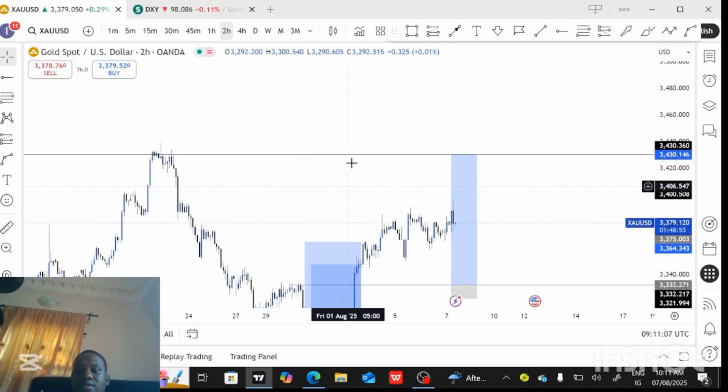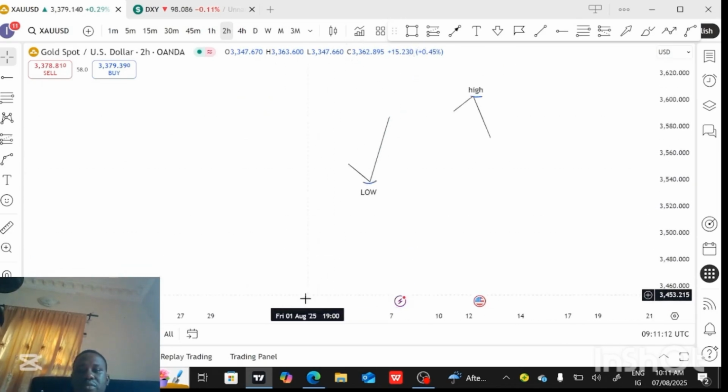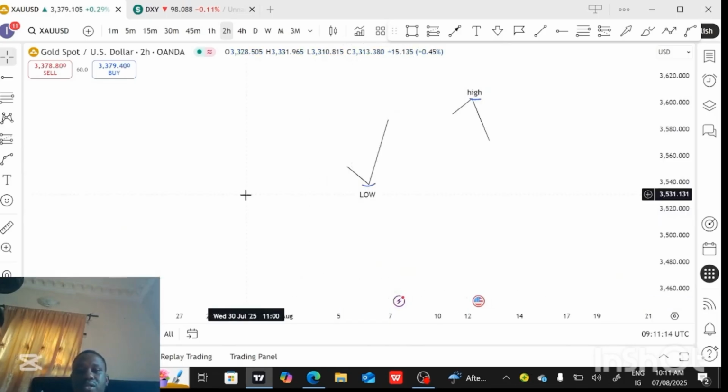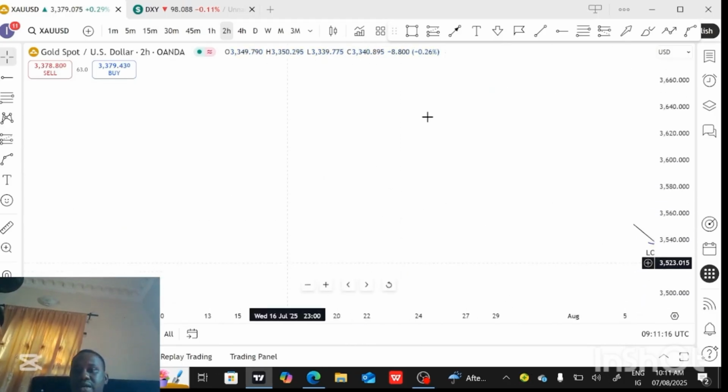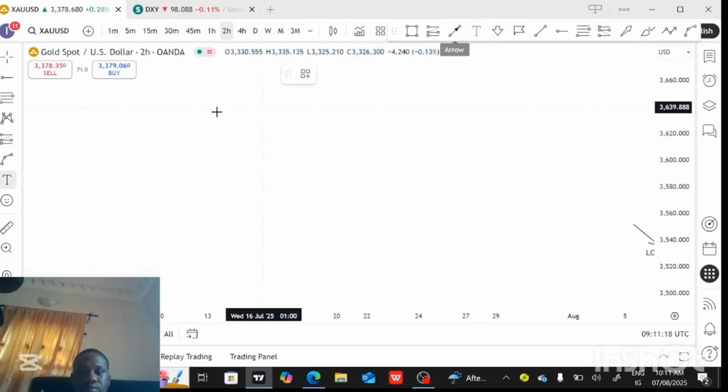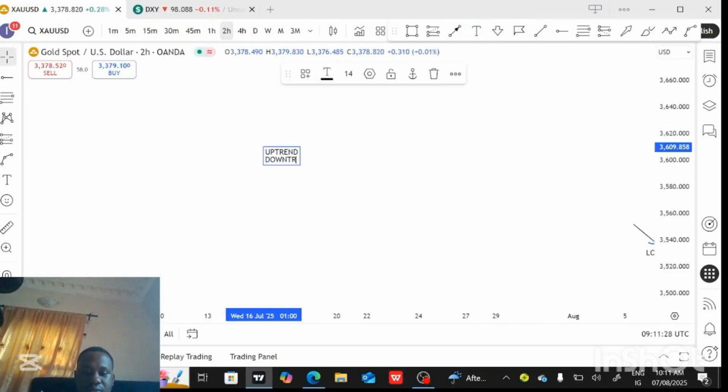Today we'll be covering trends, market trends. We have two major types of trend: uptrend and downtrend, right? Let me write it down. Uptrend and a downtrend. We have another one which is consolidation or a ranging market.